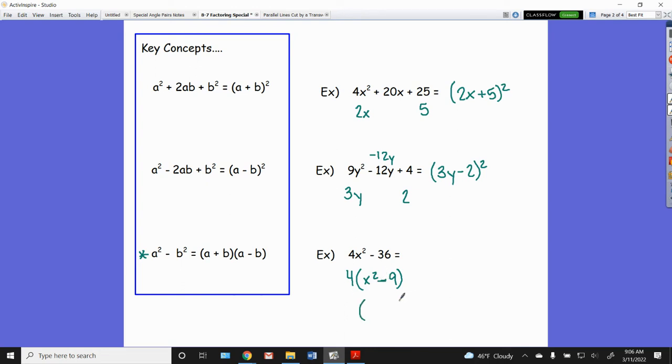So I'm going to drop it down and put 4, and then the square root of x squared is x, so I'm going to put an x. I know that one's a plus, one's a minus. Remember, it does not matter which is which. And then the square root of 9 is 3. And that would be my final answer.